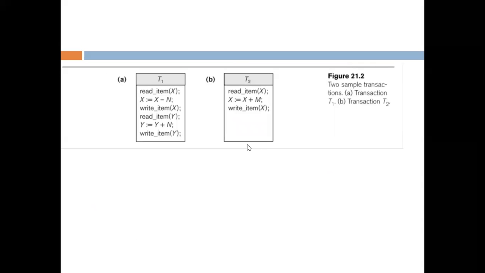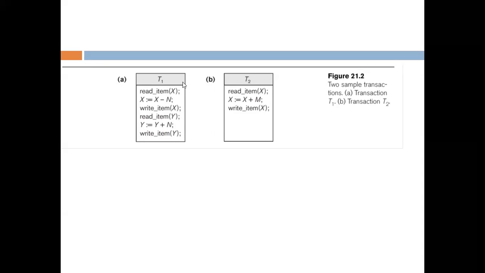Two simple transactions are mentioned here, transaction 1 and transaction 2. In transaction 1, we are reading a value X, which is stored in a program variable. Then from this X, we are subtracting a value N. Then we write X, so the updated value is written back to the database. Then we read the item Y, increment it by N and write it back to the disk.